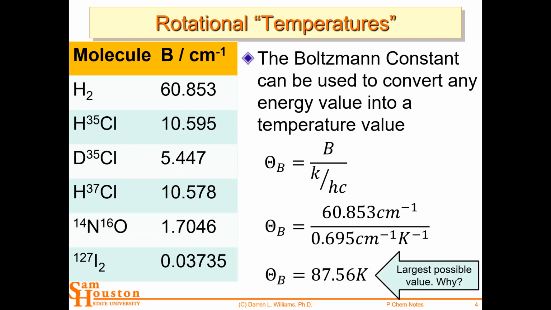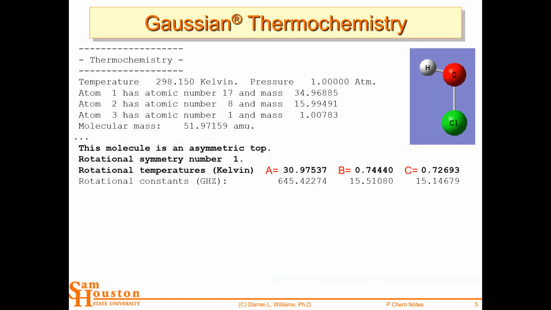Gaussian gives you these temperatures. So here's the Gaussian thermochemistry output. When you do a frequency calculation, there's a thermochemistry section. And in there, this is an asymmetric molecule. I did that so that you would get all three rotational constants, and here they are. They give you the rotational constants in gigahertz, but they also give you the rotational temperatures.